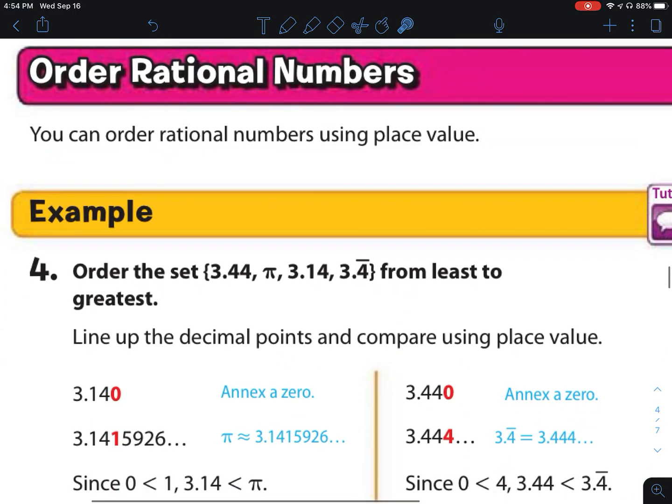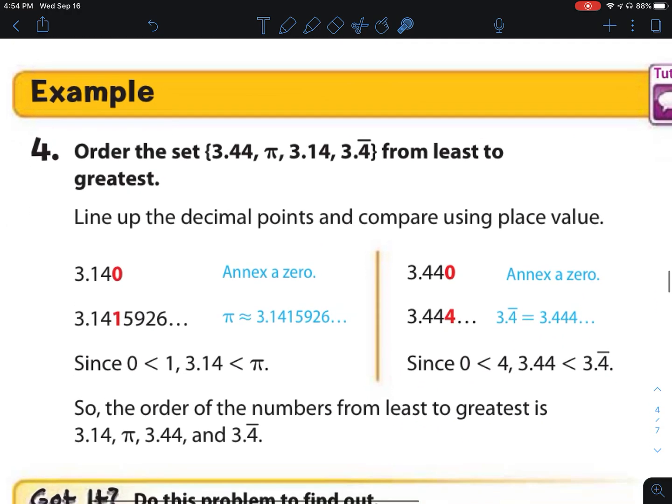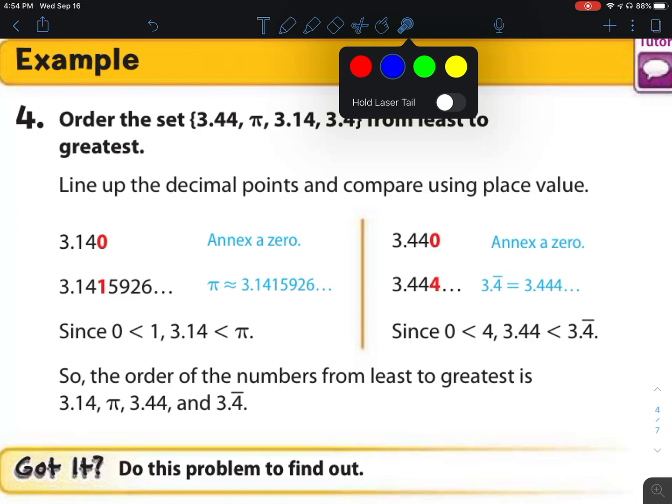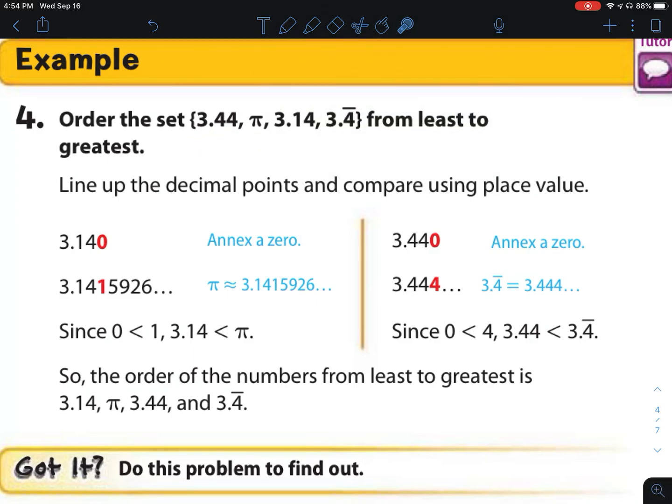So let's order rational numbers. We want to order the set 3.44, pi, 3.14, and 3.4 bar notation from least to greatest. First, let's compare 3.14 and pi, these two right here.